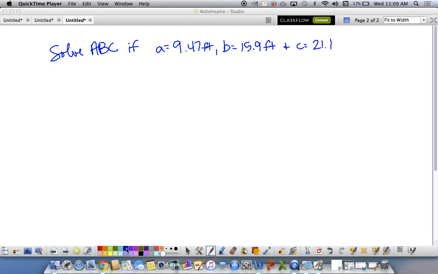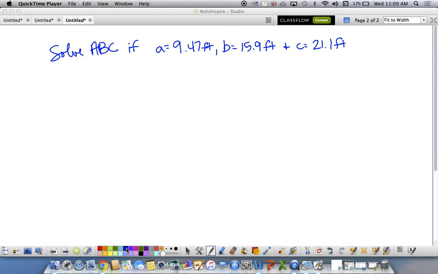What does it look like if we have three sides? So let's look at a problem. Here we go. We want to solve triangle ABC if we are given A equals 9.47 feet, B equals 15.9 feet, and C equals 21.1 feet.